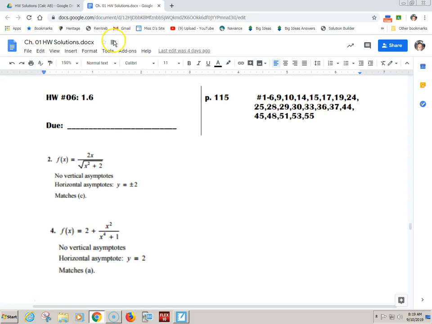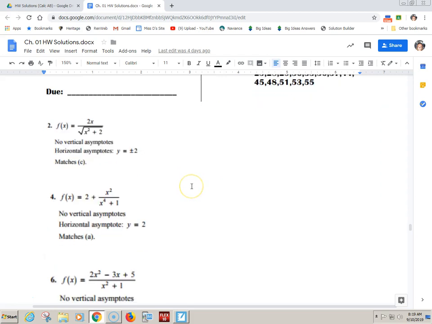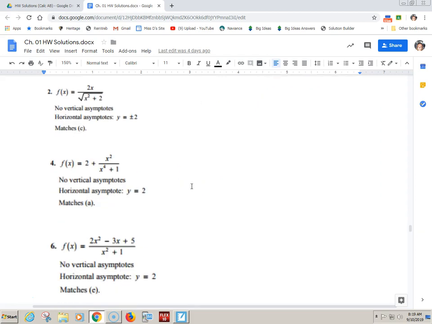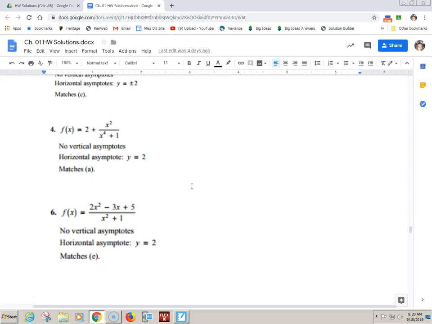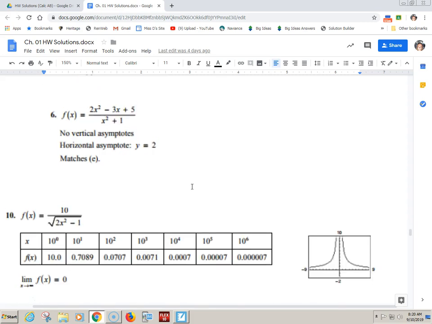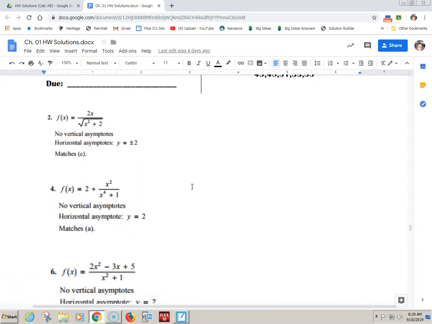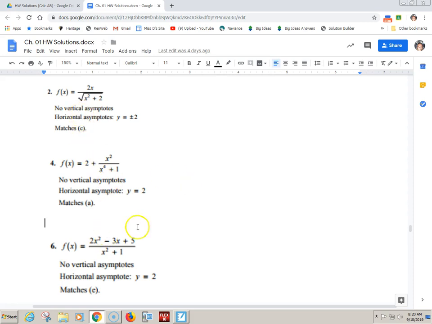Section 1.6. Where are we at? Number 2 is C, yeah? Number 4 is A, and number 6 is E. C-A-E. If I were you, I would have been looking at vertical asymptotes and horizontal asymptotes. The book walks through it, but C and then A and then E.